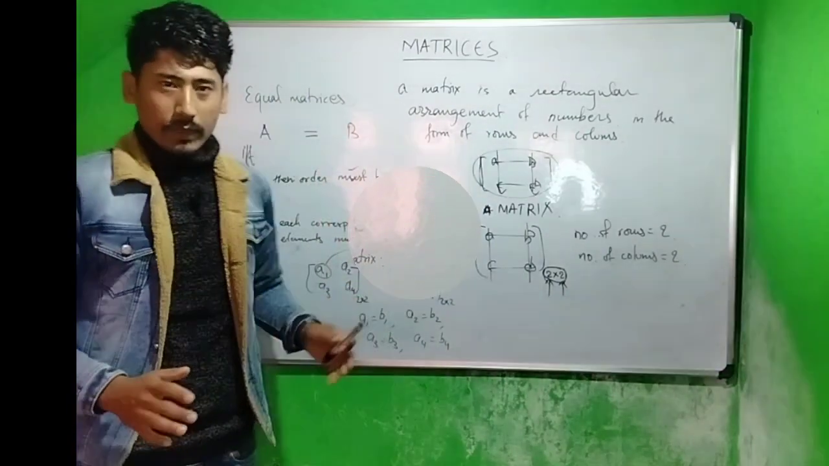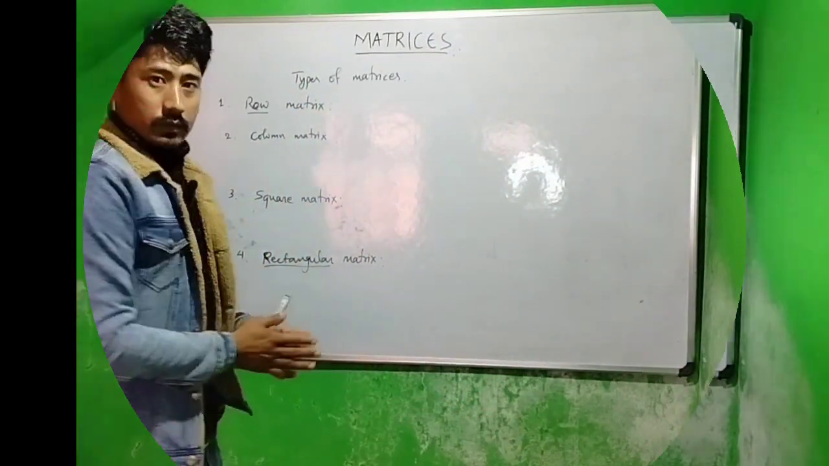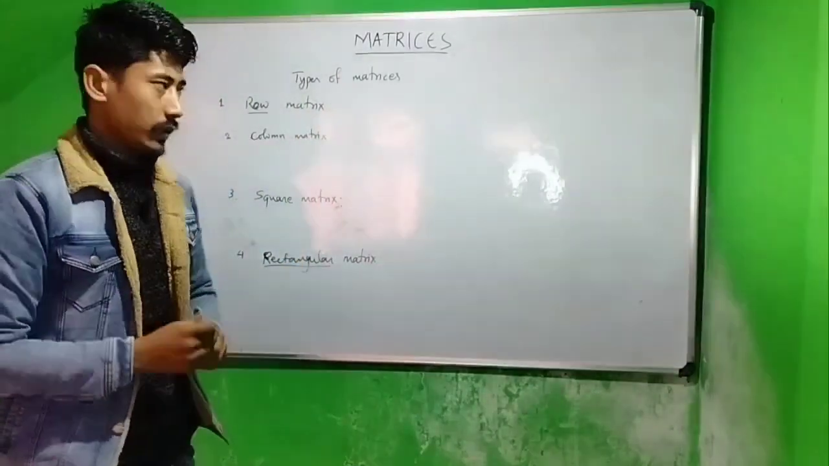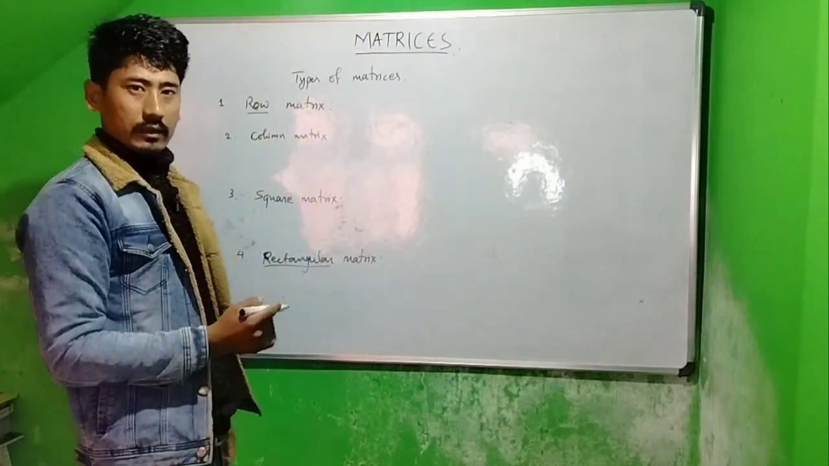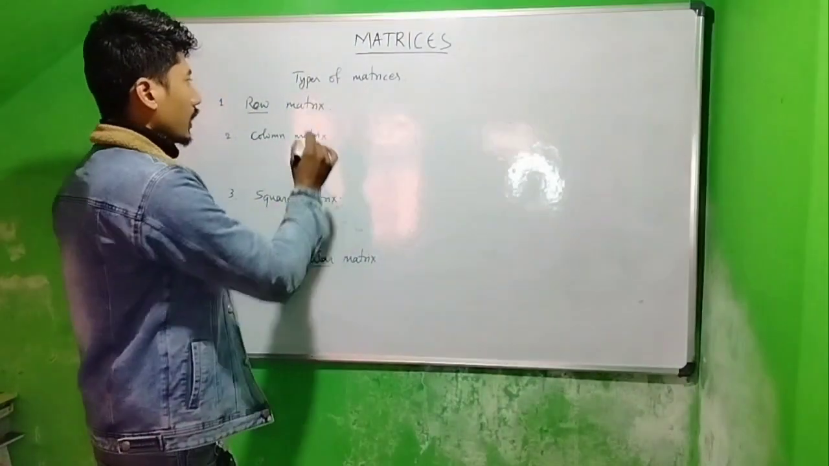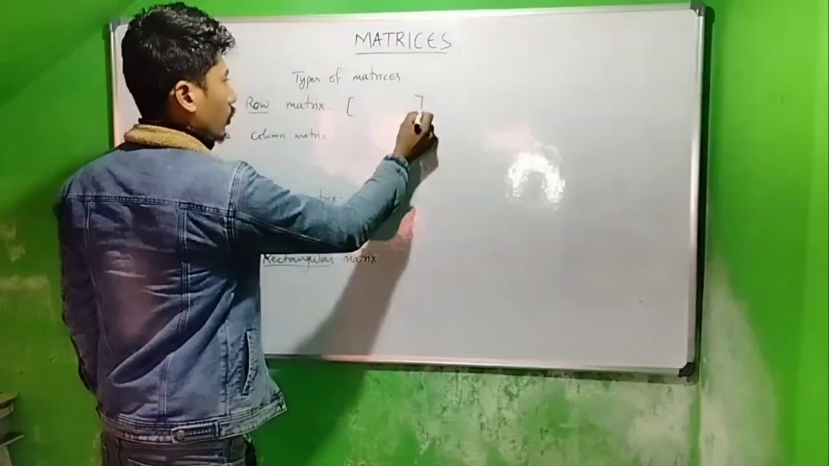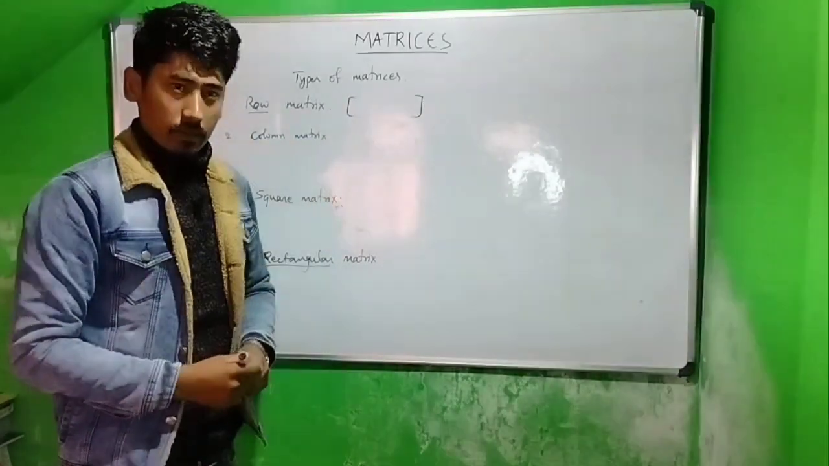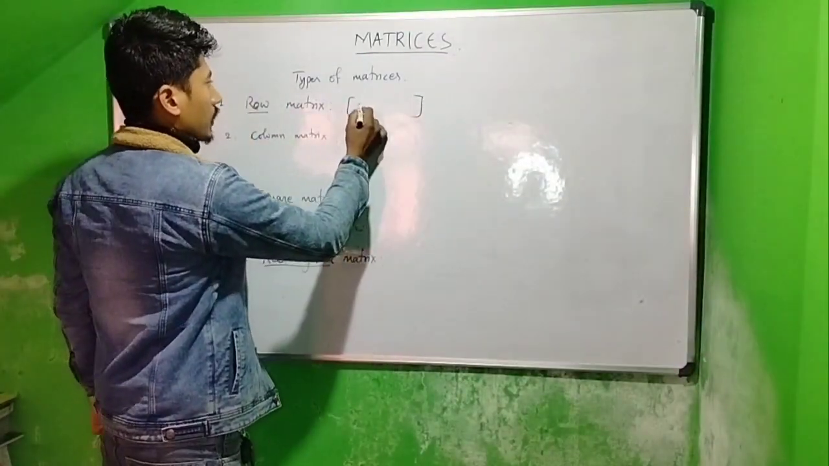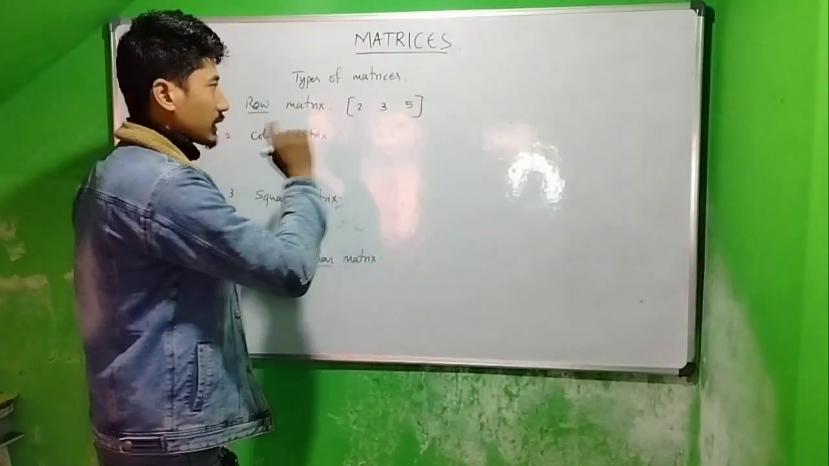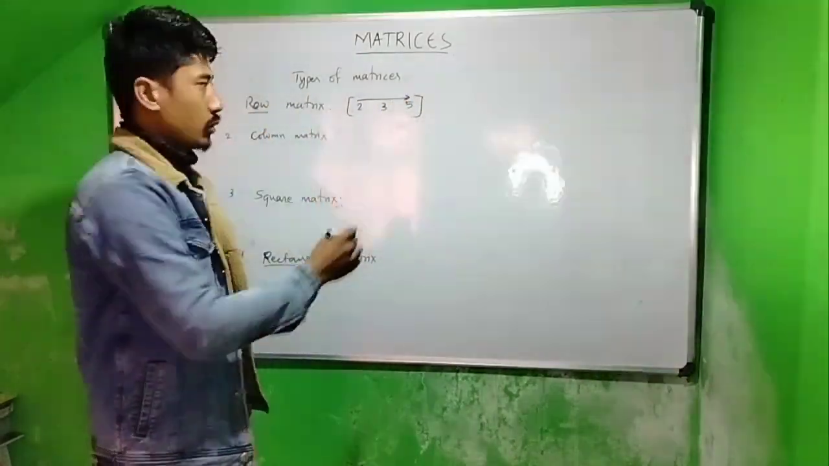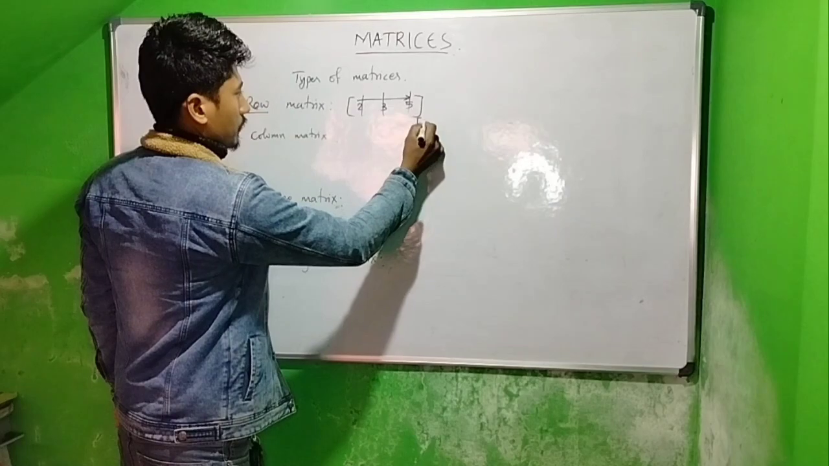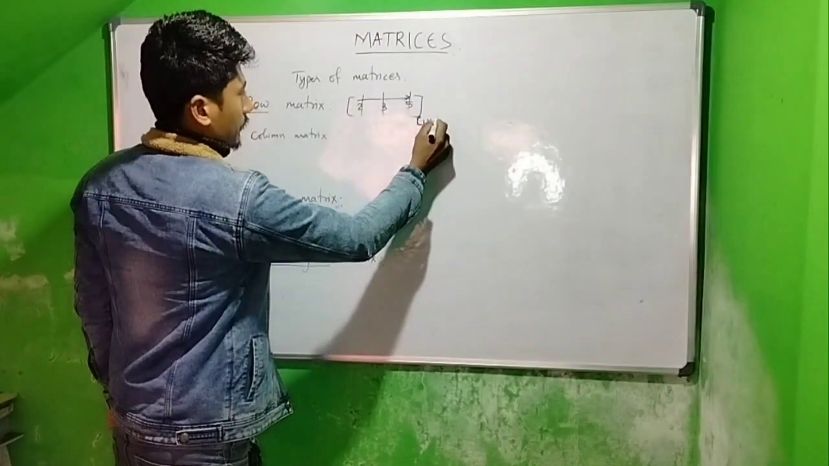So now let's talk about types of matrices. Alright, so there are 6 types of matrices. First is the row matrix. Let's understand what a row matrix is. In a row matrix we have only one row, but we can have 2 or 3 or more columns. For example, if I take 3 numbers 2, 3, 5, in this example we have only one row, but we have 3 columns. So the order of this matrix becomes 1 by 3.